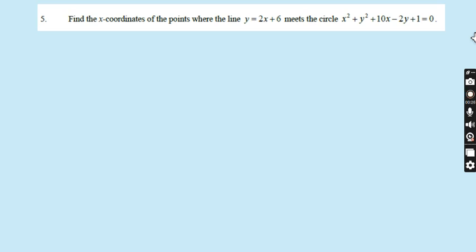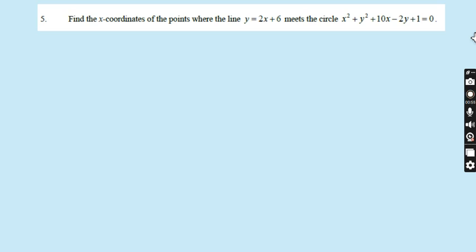Students, in the last lecture we did some questions of the new topic of AddMath, coordinate geometry of the circle. Nowadays we are doing paper 2 of this topic, and today we are going to do some more questions regarding the intersection of a line and a circle. So after question number 4, see question number 5 on your screen.